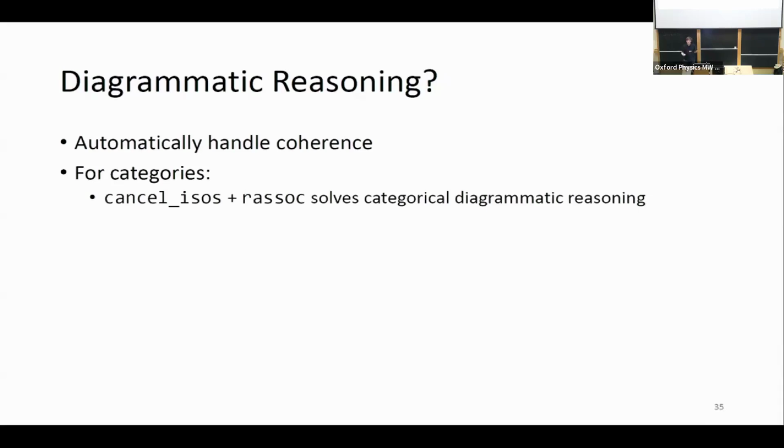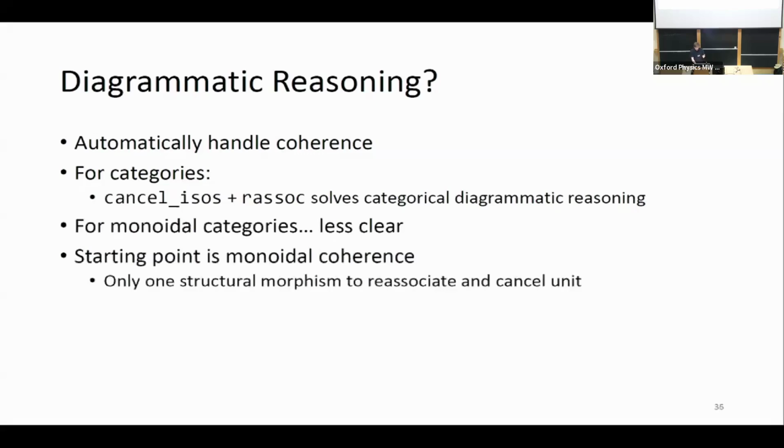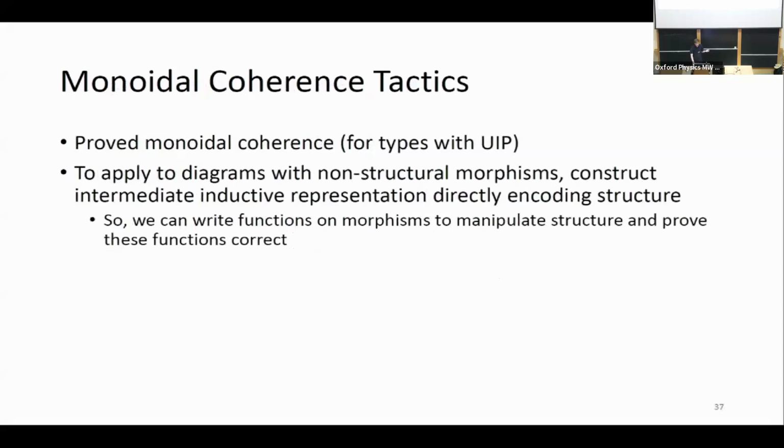We're basically just looking at associativity and unitality of composition. So in a way, cancel isos and right association solves categorical diagrammatic reasoning. Any two diagrams that are equivalent purely at the categorical level without any semantics should be solved by these two tactics. Extending to monoidal categories, it's not super clear, but certainly we should have monoidal coherence, which gives us that any composition or tensoring of the structural isomorphisms, if two of those are parallel, then they're actually equal or equivalent in our case. And so we implement that for types with uniqueness of identity proofs.